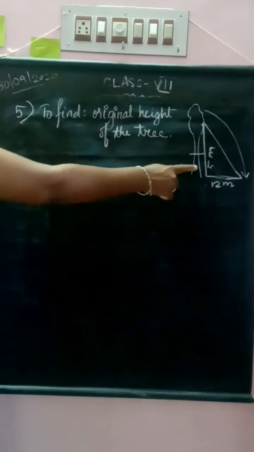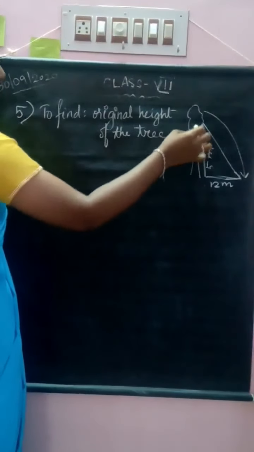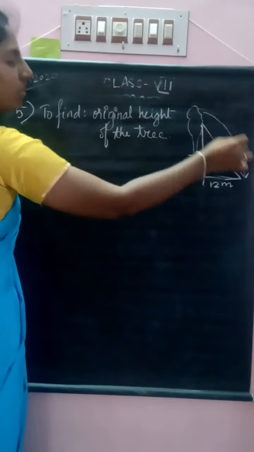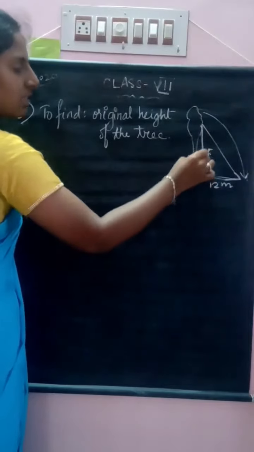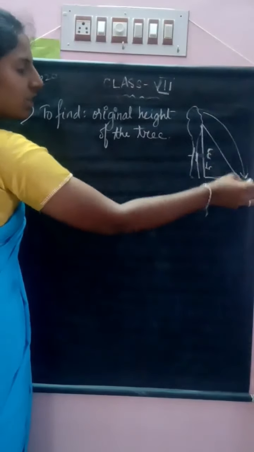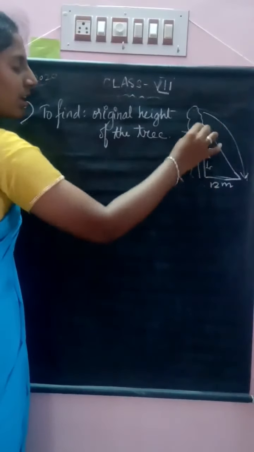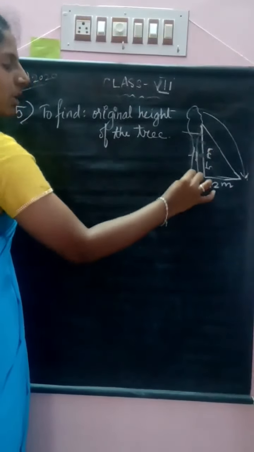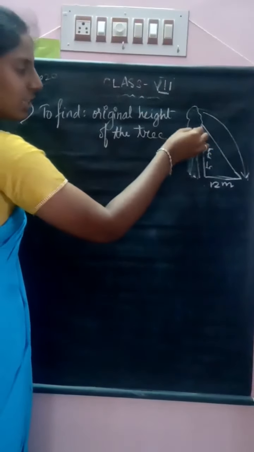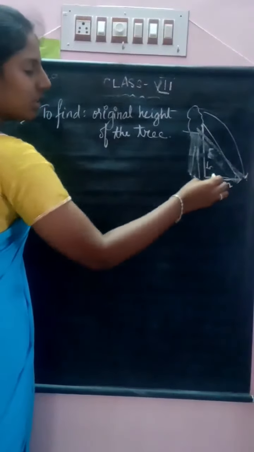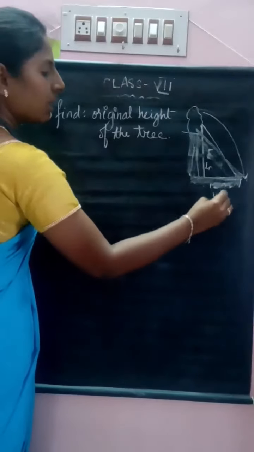Okay, so this is the tree, and it is broken somewhere, and this top touches the ground. From this base, the distance where the top of the tree touches is 12 meters, and the tree broke at a 5 meter height from the ground level. So at this height the tree is broken and the top touches the ground somewhere, and this top and this base have a distance of 12 meters.